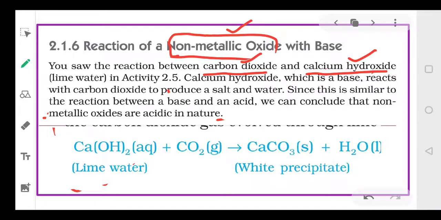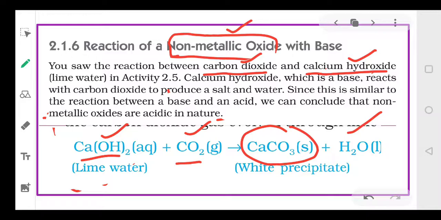So calcium hydroxide, the formula is Ca(OH)2, plus CO2. These two will react with each other, right? And they will form calcium carbonate. What is the formula of calcium carbonate? CaCO3, plus they will release water. Clear? Is it clear to everyone?